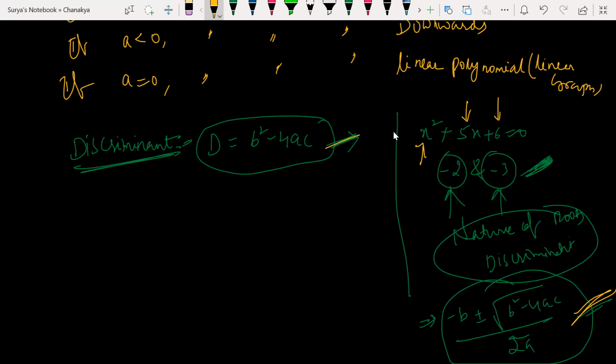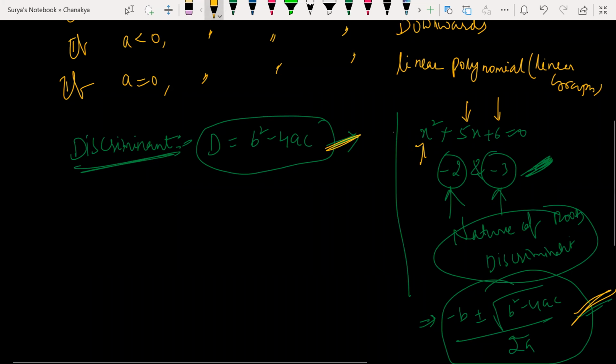Now let us talk about the discriminant. Why do we use the discriminant here? For finding the nature of the roots. Nature means whether they are real numbers or non-real numbers. Do you understand? Whether they are real numbers or imaginary numbers. Imaginary number means a number in the form of 3 plus i, a complex number.